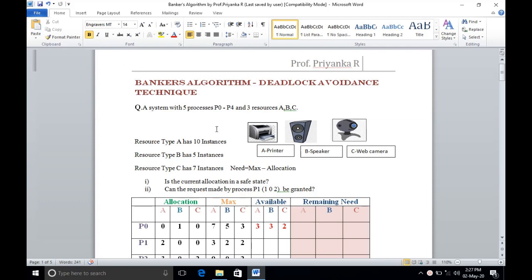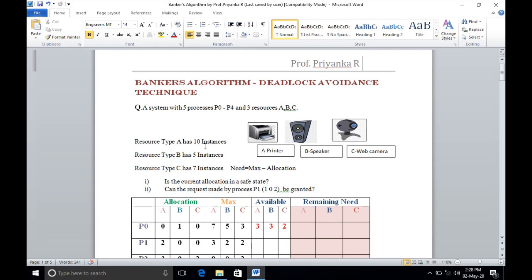So here the question is a system with 5 processes P0 to P4 and 3 resources, namely A, B and C, is given. Let us understand that resource A can be referred to as a printer, resource B as a speaker, and resource C as a web camera. Resource type A has 10 instances, resource type B has 5 instances, and resource type C has 7 instances. That means the printer has 10 instances, the speaker has 5 instances, and the web camera has 7 instances.